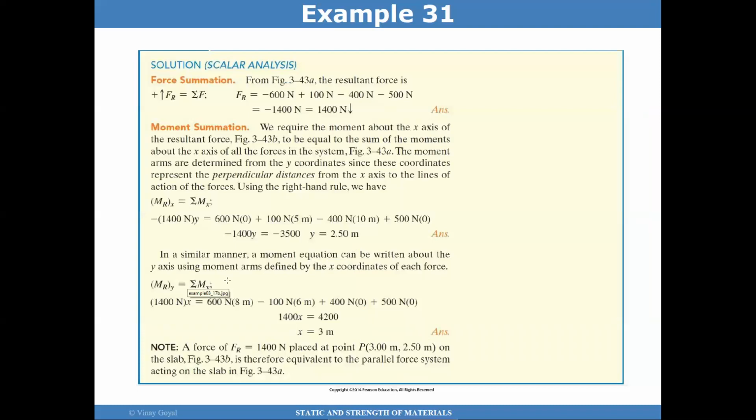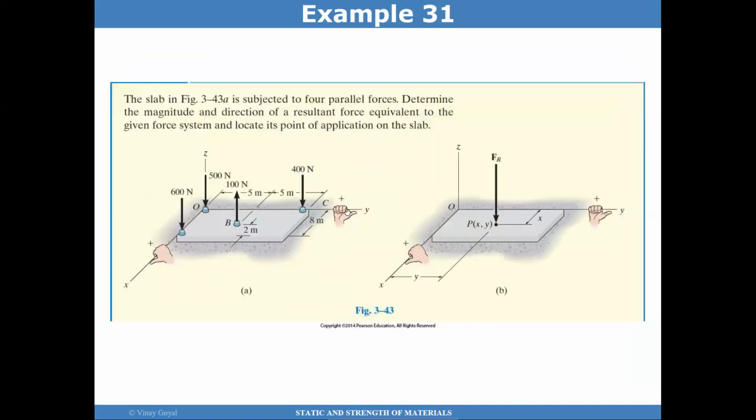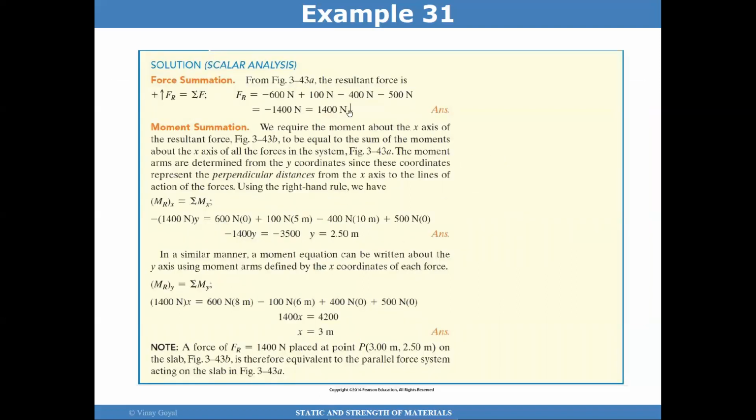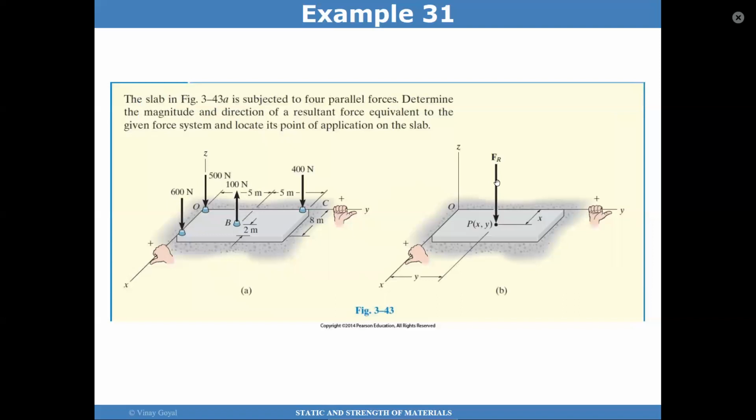You can, in a very similar way, find the moments about the y-axis. These two forces don't produce any moments, but these two do, and that has to be equal to the moment about the y-axis for this force Fr, so Fr times x. I know Fr, which is 1,400 newtons, and so that will give me the value of x equals 3 meters. So now I know where to place the force resultant Fr so that it gives me an equivalent moment as the one on the left.